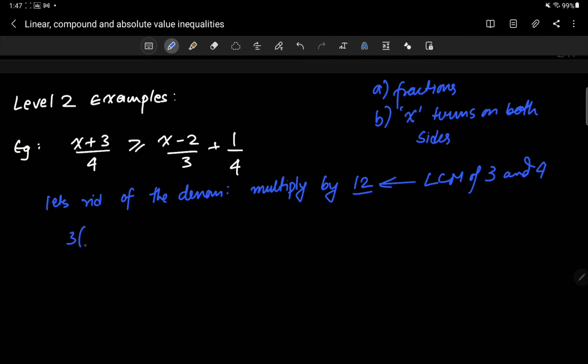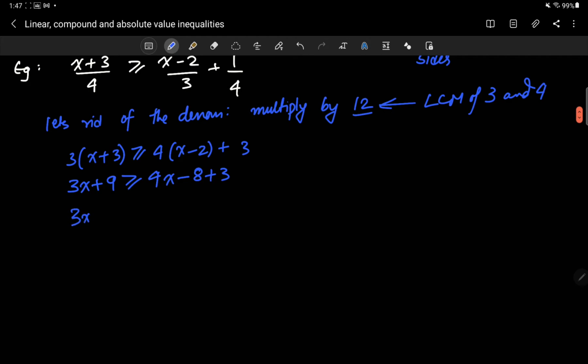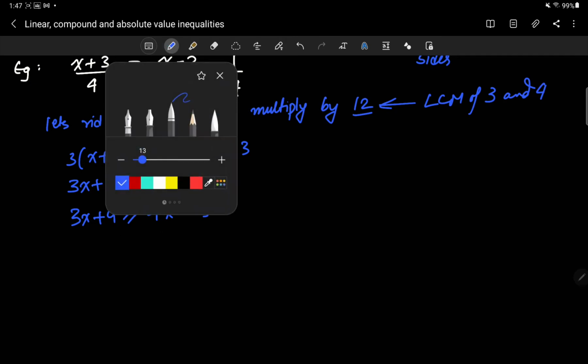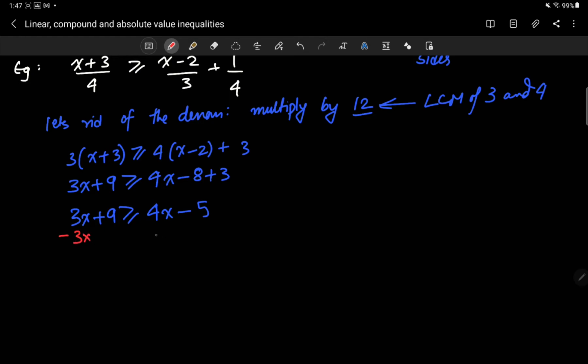So when I do that, I end up with 3 times x plus 3 greater than 4 times x minus 2 plus 3. Simplifying this, 3x plus 9 greater than 4x minus 8 plus 3, or 3x plus 9 is greater than or equal to 4x minus 5. Now I start collecting the terms that I'm interested in. So let's begin by subtracting 3x on both sides. When I subtract 3x on both sides, I have 9 greater than or equal to x minus 5.